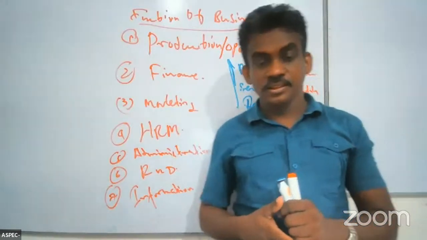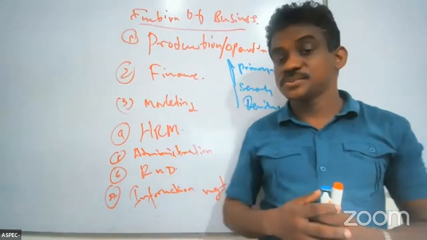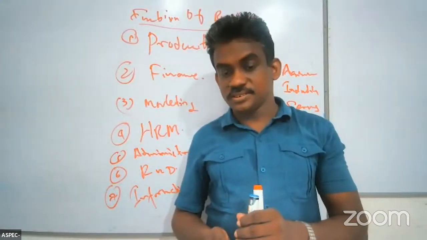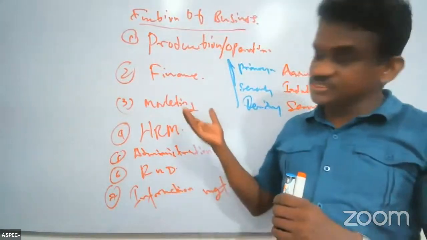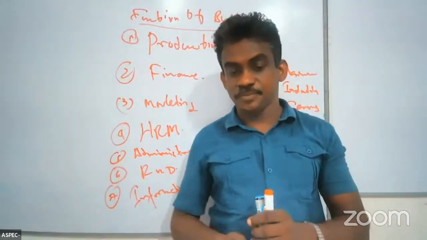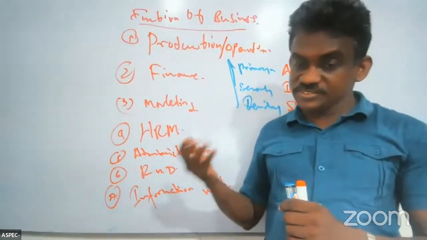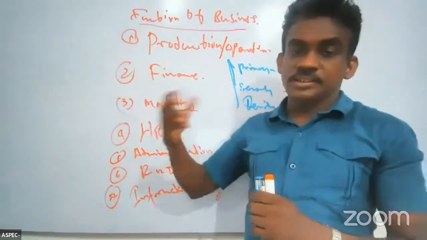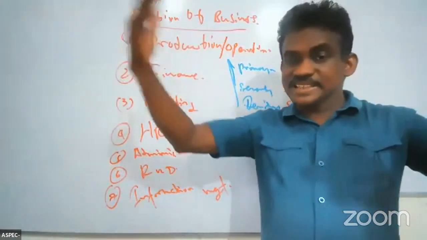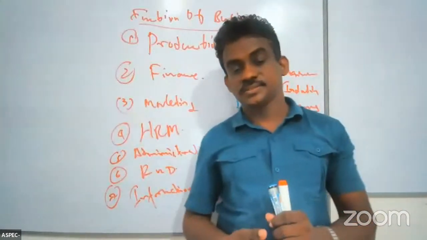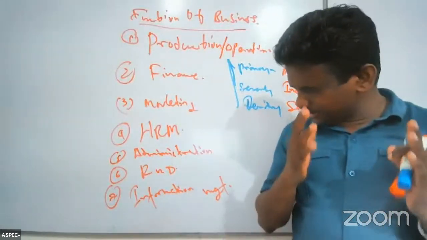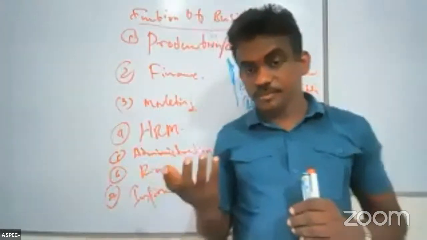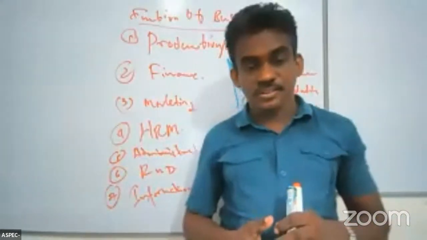Then marketing. Now a business has to act in a very competitive environment. Marketing is a vital function of the business at present. It focuses on identifying human needs and wants and fulfilling them. The marketing function does the sales and promotion of the product in a competitive environment. Therefore, marketing plays a very important role.